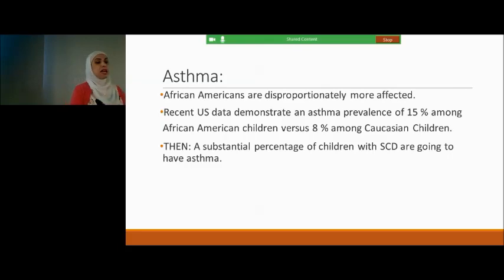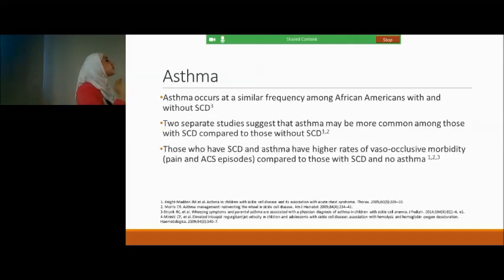So does that mean that kids with sickle cell have more asthma? We're going to see what the literature says about that. Is this true? Again, a lot of contradicting studies and contradicting results. So I just picked a few of those studies that I went over, to show you how the prevalence is different and they contradict each other. For example, some studies say that asthma occurs at a similar frequency in the African American population with or without sickle cell disease. So there's no difference.